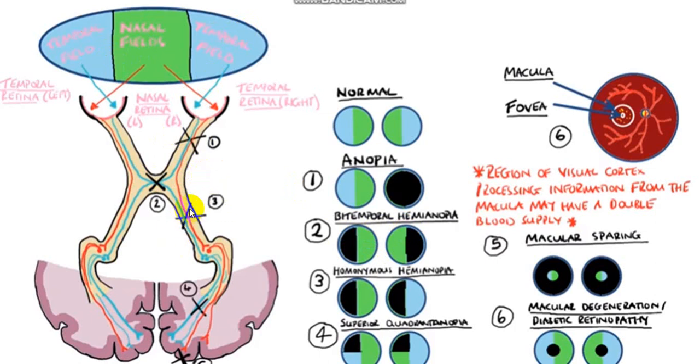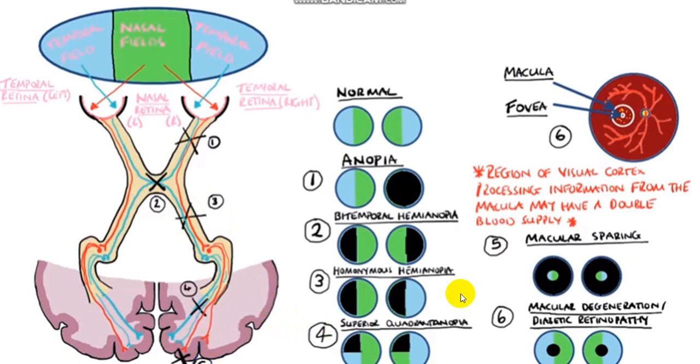If you get the damage here in the optic tract, homonymous hemianopia. If you get the damage on the right side, you will have a left side homonymous hemianopia. And when you get damage in the medial fiber or lateral fiber: lateral fiber, superior field; medial fiber, inferior field.